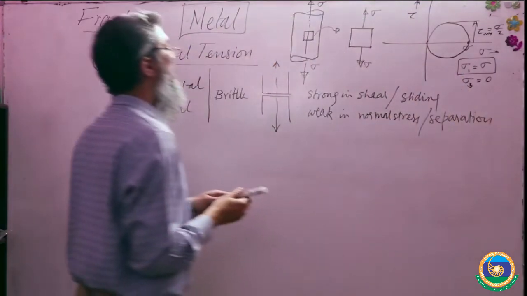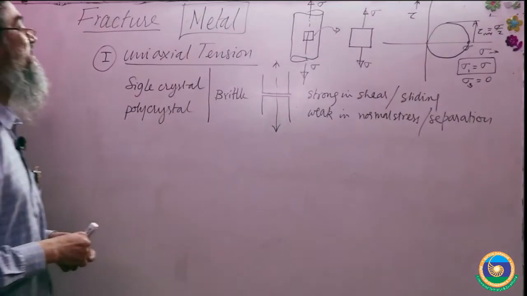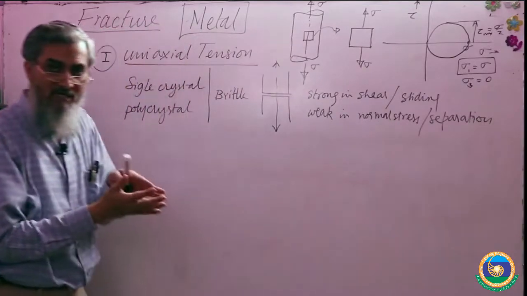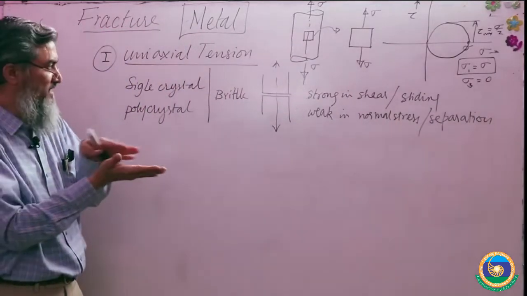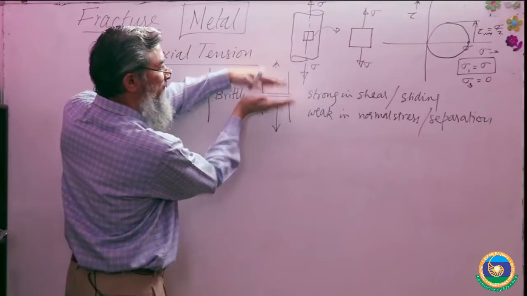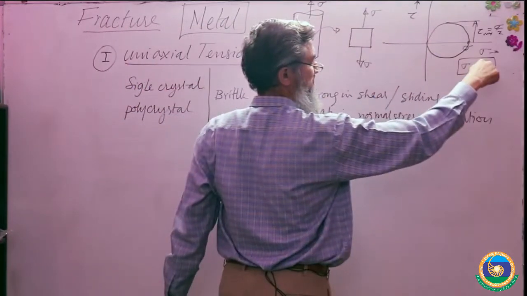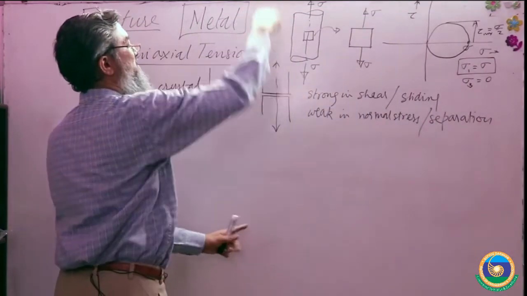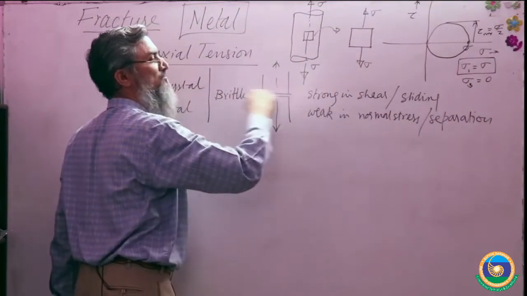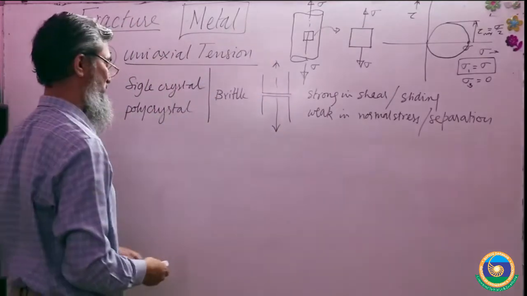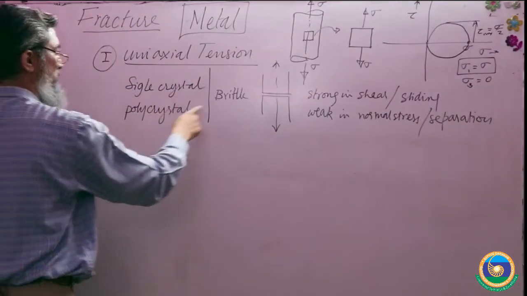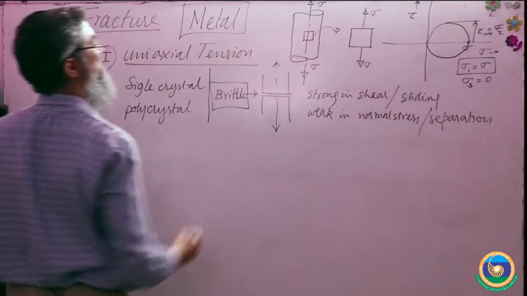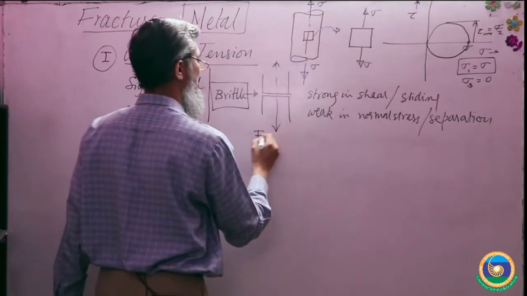What I mean here is that it has very low resistance to separation, but it has very high resistance to sliding. So that's the reason why it fails under the normal stresses, the maximum normal stress, the principal stress sigma, when it is applied in that direction, perpendicular to the direction, the fracture takes place. Both single crystals as well as polycrystals give me a brittle fracture of this nature, flat. This is called flat.